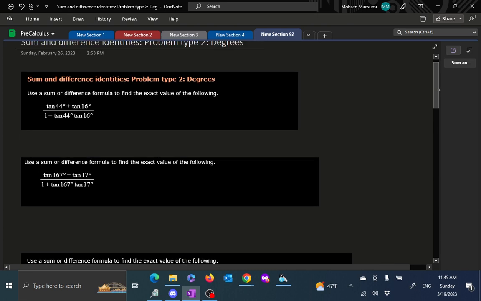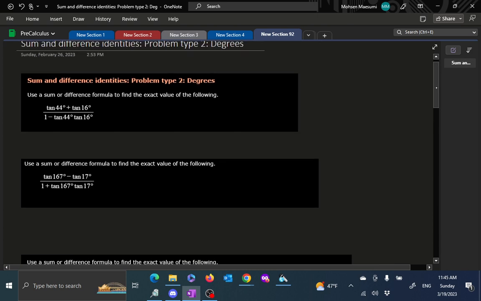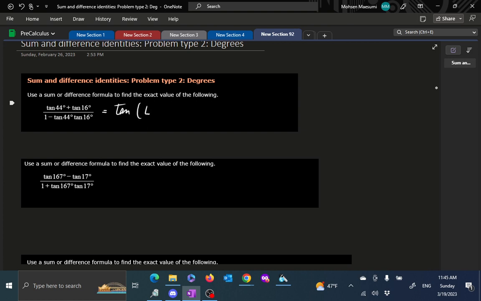Let's take a look at the very first one. Tangent of 44 plus tangent of 16 over 1 minus tangent of 44 tangent of 16. Well, that is the right hand side of tangent of the sum. That is, if you were calculating tangent of 44 plus 16, we would have come up with the expression that we have here on this side. Well, what is 44 plus 16? That's of course 60.